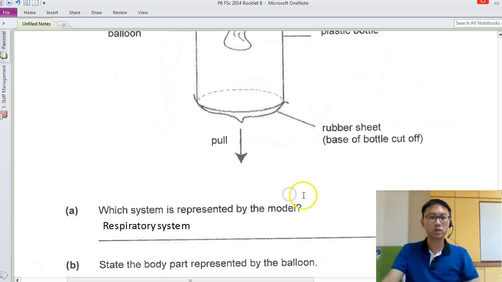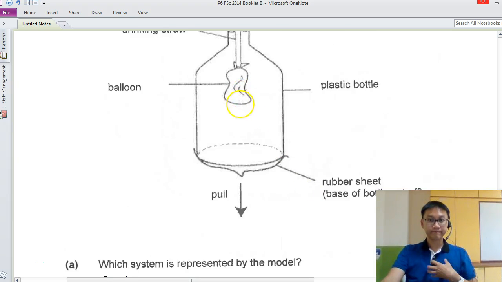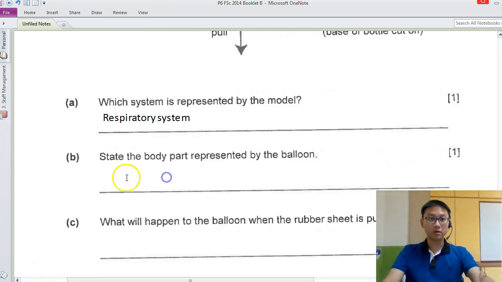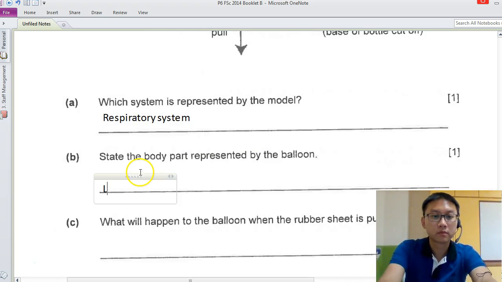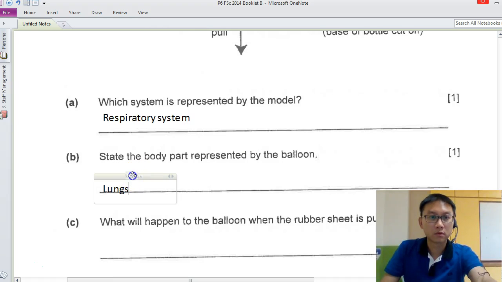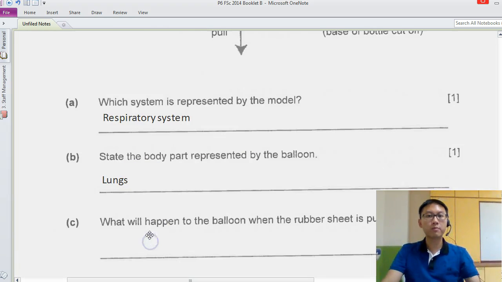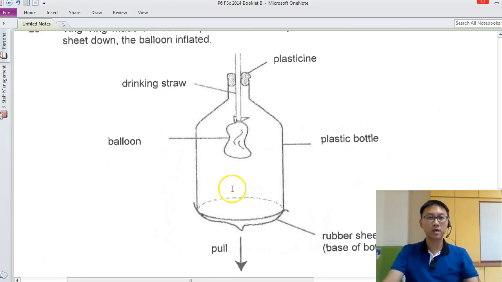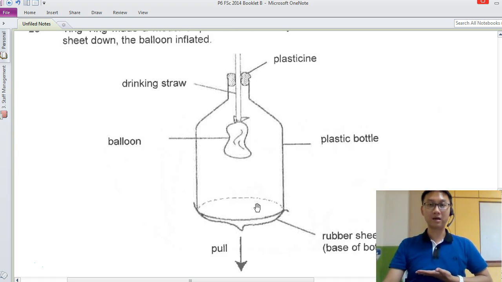Okay, and so which is the body part represented by the balloon? Yes, that would be your lungs. Alright. So what will happen to the balloon when the rubber sheet is pushed up? When I push it up, because there's lesser space here, it will force the air in here out. Essentially, this is how you breathe. We breathe using our diaphragm. So diaphragm is actually a muscle that is below your lungs.